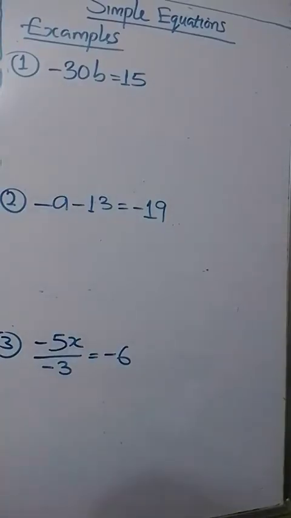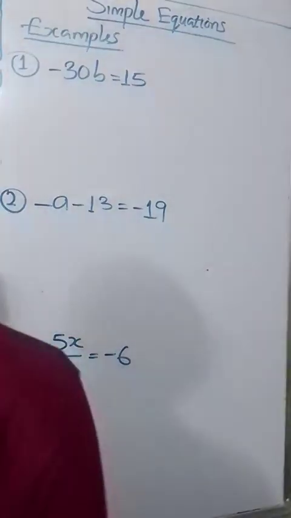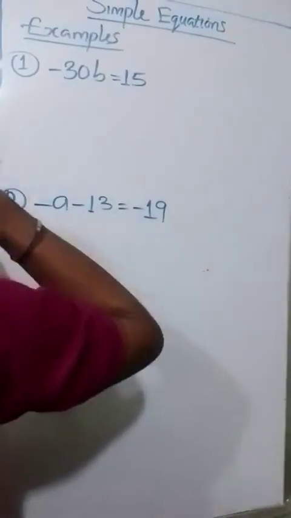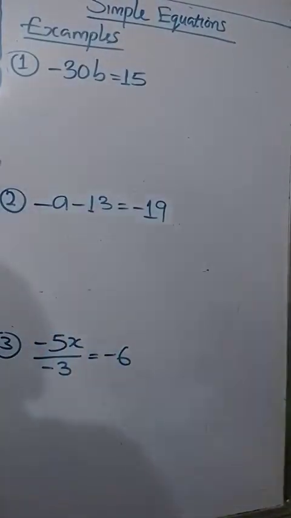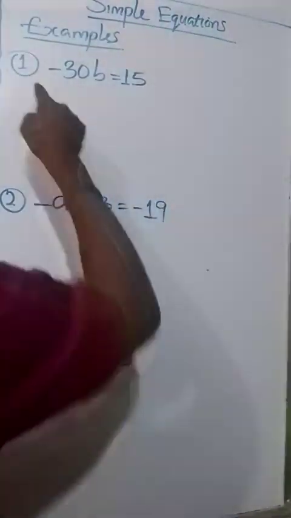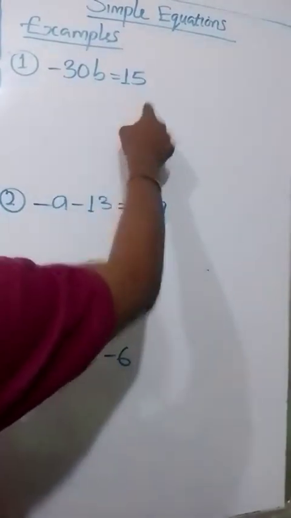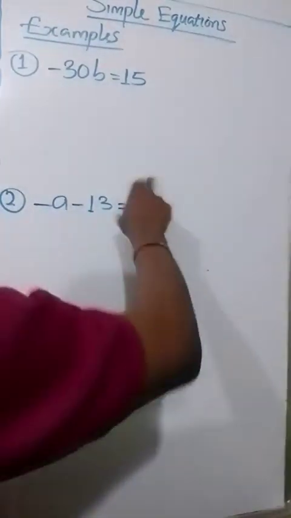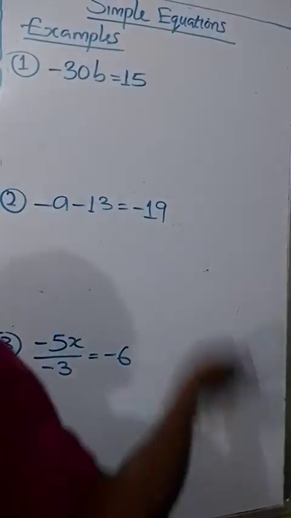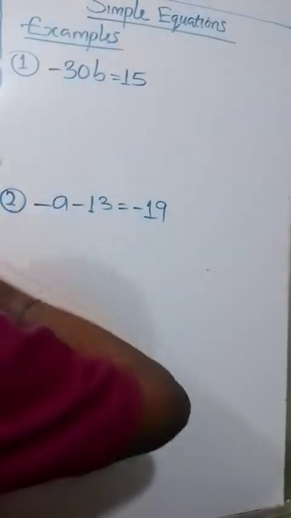All right, class. So today we'll be talking about simple equations. Very simple equation. So we have minus 30b equals 15. This is an equation. We want to solve for b. We are looking for b.